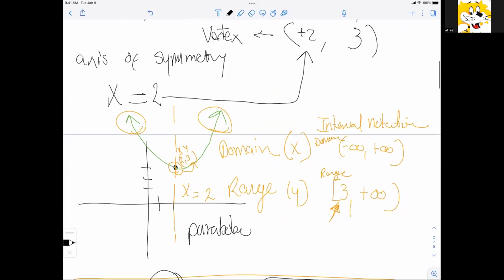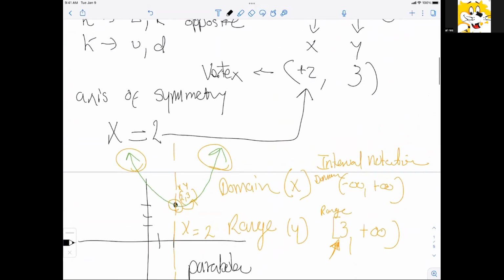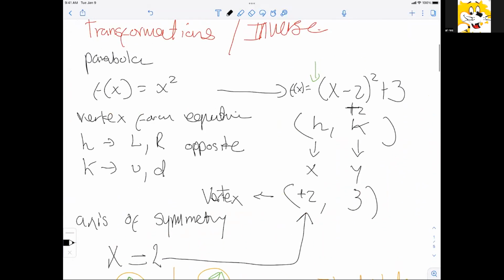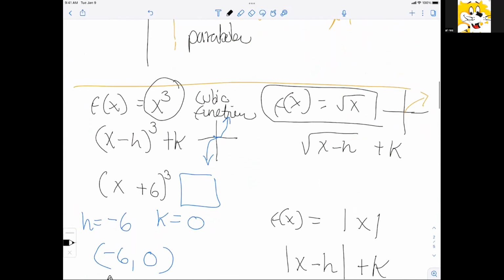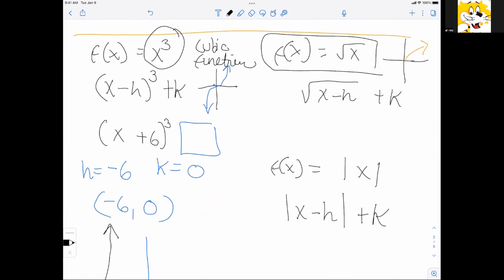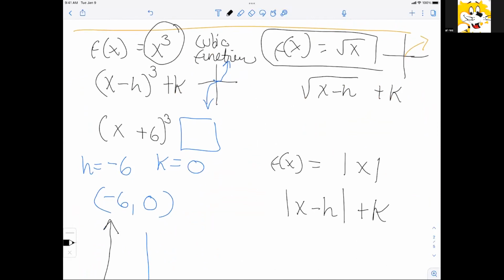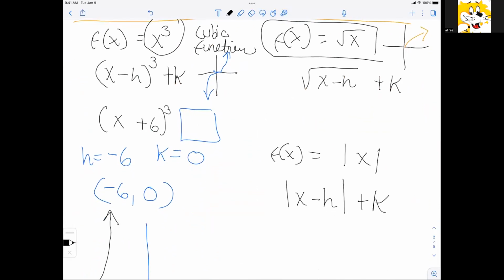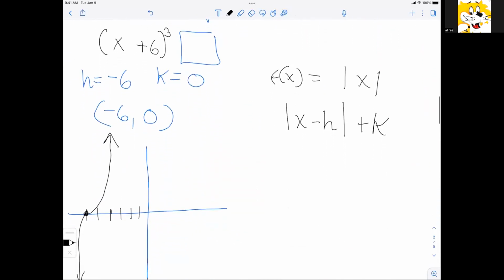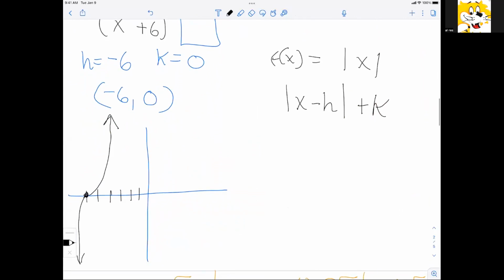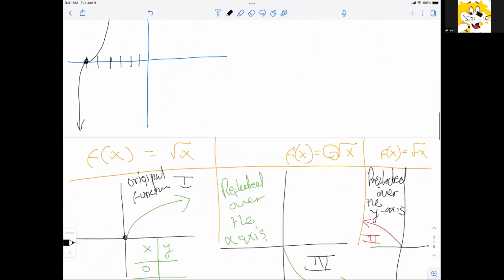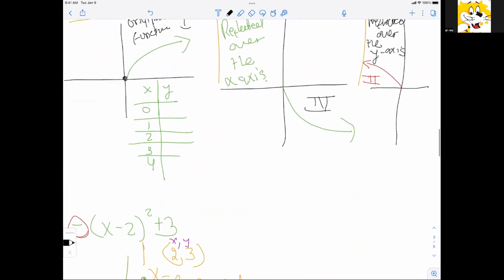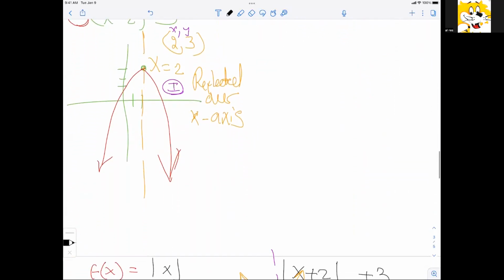So let's do a little recap. We started off with a parabola, x squared. It had a vertex. And then for the homework, we introduced the other functions, which we were already previously introduced to. I know, because I saw the videos. This is the cubic function. Then we have square root and absolute value. They have the same characteristics for h and k. H is the opposite value, h is left and right, k is up and down. Domain are x values, range is y values.